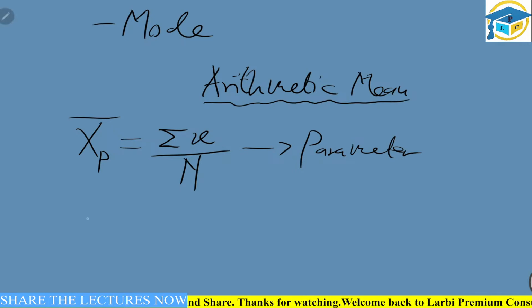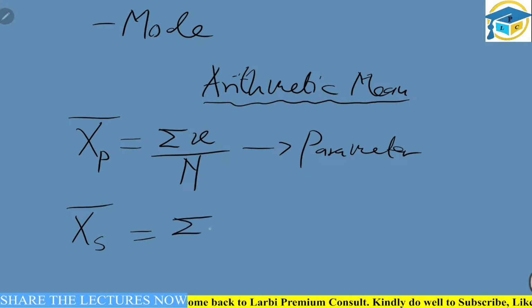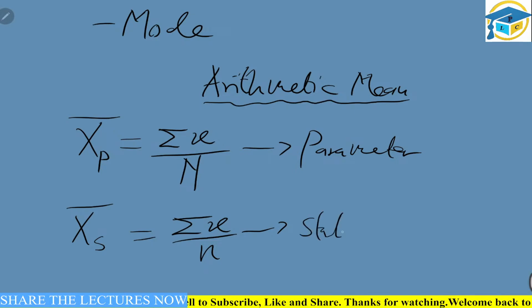But when it comes to the calculation of a sample mean, we use x bar, subscript x, is equal to the summation of x values divided by n. We use a small n to represent the sample size. And for us to identify a measurable characteristic of a sample, we use a feature called a statistic.